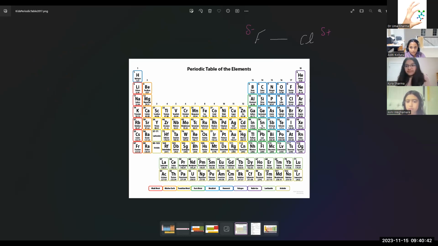Because down the group, what happens to electronegativity? It decreases, because size increases. Yeah. Perfect. Very good. Today, Kyra is using very good language. Proper chemistry teacher language. Very good.